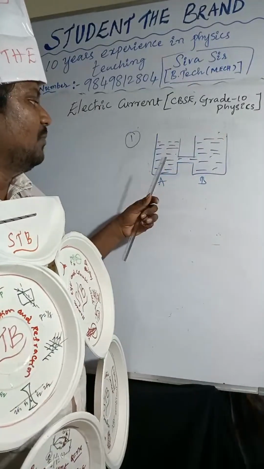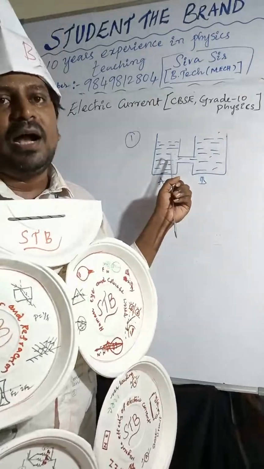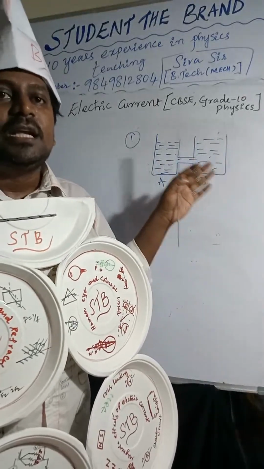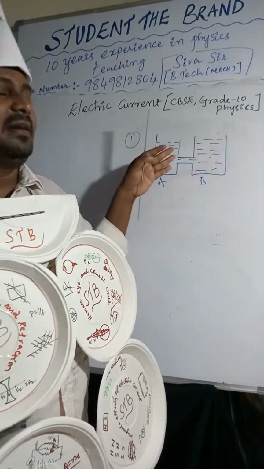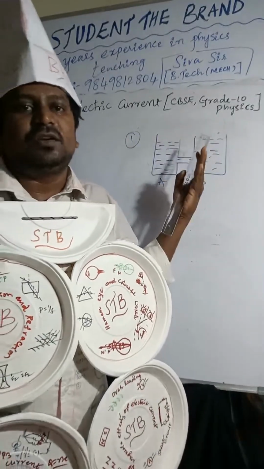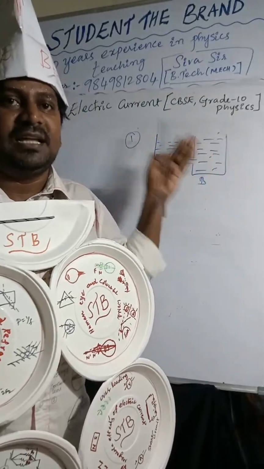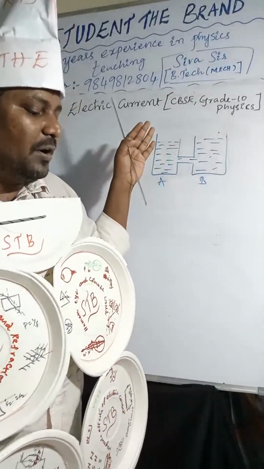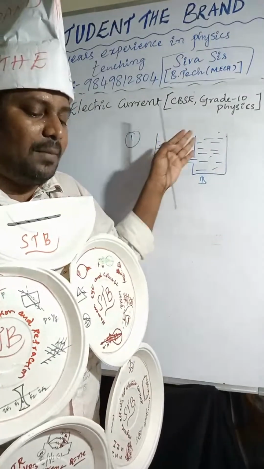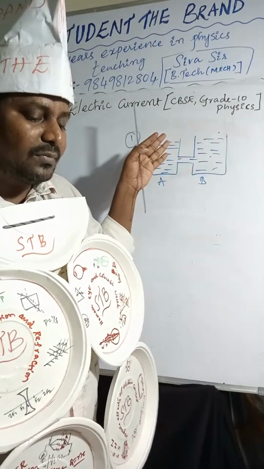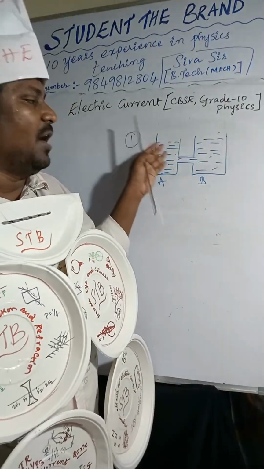Will the water move from A to B? No, water will not move from A to B, because they are at the same level. There is no pressure difference. That is the reason water will not move from point A to point B.